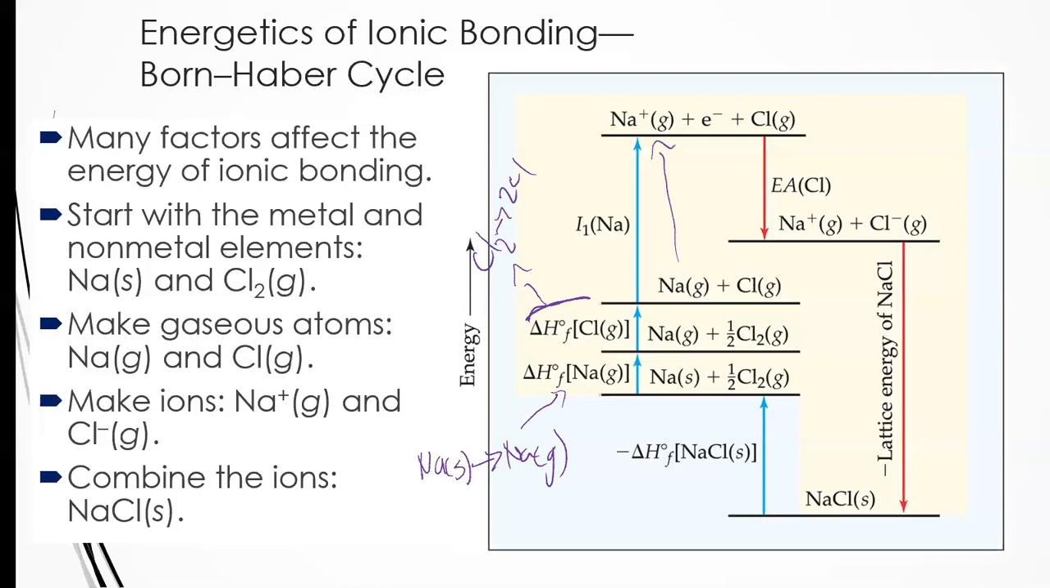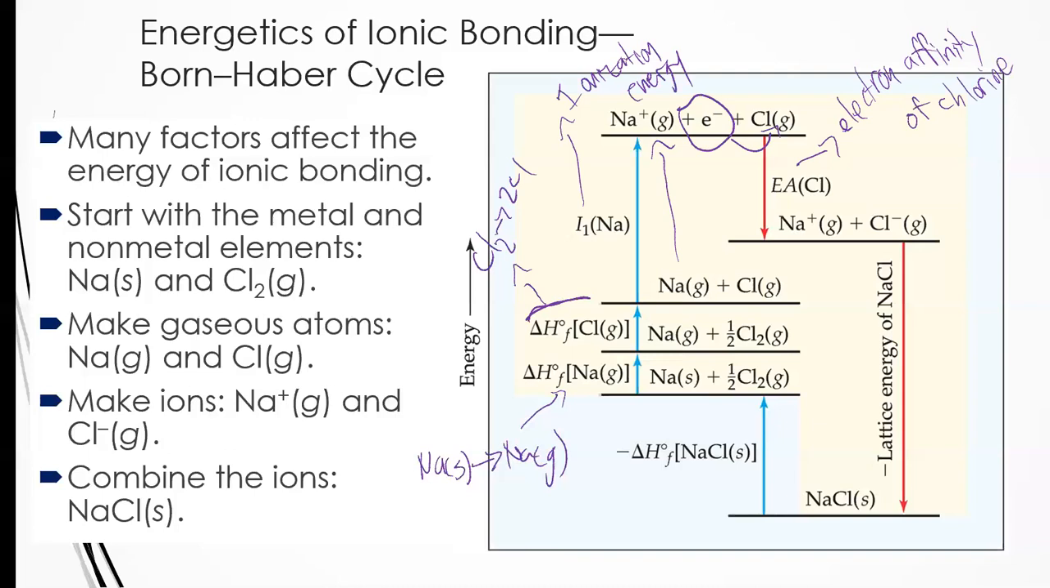Our next transition is us removing one electron from sodium, and that should be our ionization energy. Since we only need to do that once, we only need one of those processes. On this second part, we've taken that electron and added it to the chlorine, so that's going to be the electron affinity. Now this, by definition, is what our lattice energy is.